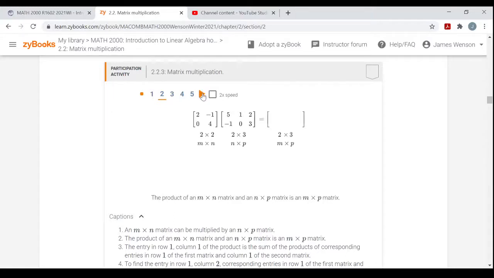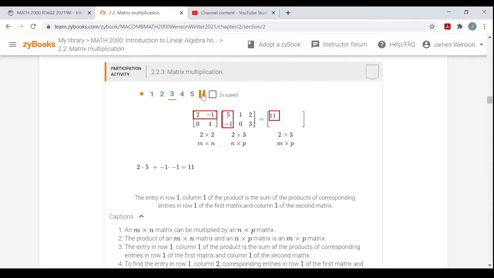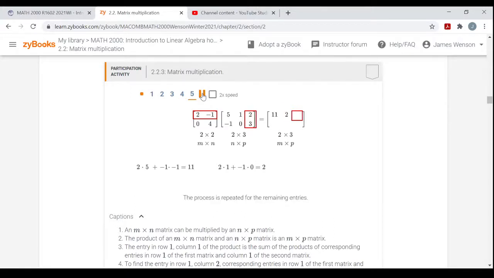Okay. Then it starts going into the row column rule. See, first row, first column, see how it circles the first row on the left, first column on the right, takes those products, adds them up like I was doing, and it does that for all the rest of the entries. Your first row, second column, it moves over to the second column on the right, first row on the left, second column on the right, and then the rest of it just slides all the way through, filling in every single entry.